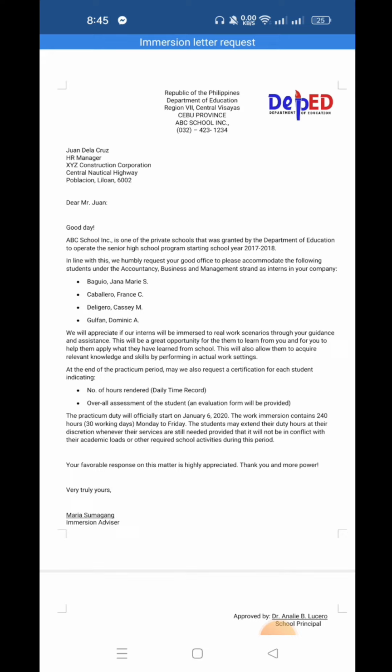At the end of the practicum period, may we also request a certification for each student indicating the number of hours rendered or the daily time record and the overall assessment of the student, for which an evaluation form will be provided.